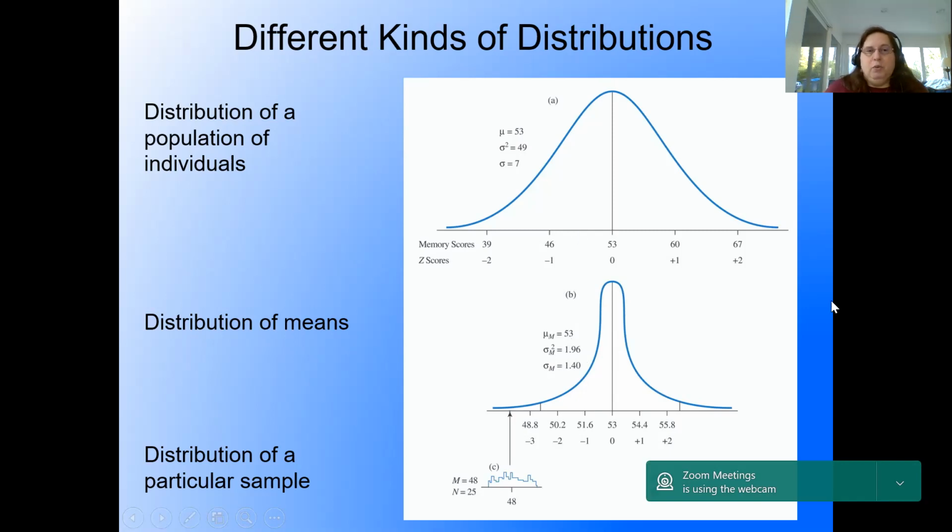How much narrower this is, right? And you can see it pictorially, but you can also tell it from the numbers. And then finally, on the bottom, we have a little sample that contributed 1 number to this distribution of means, the sampling distribution of means.